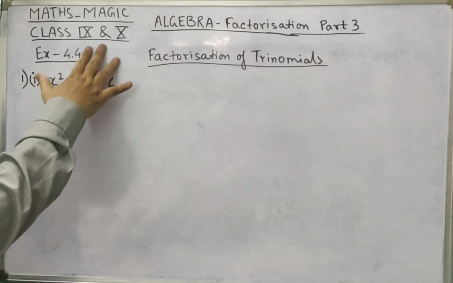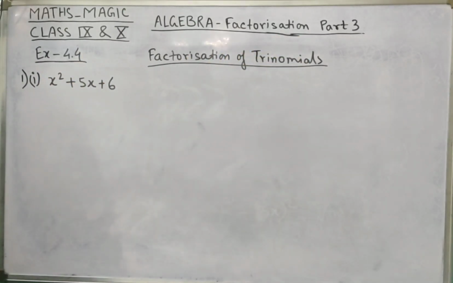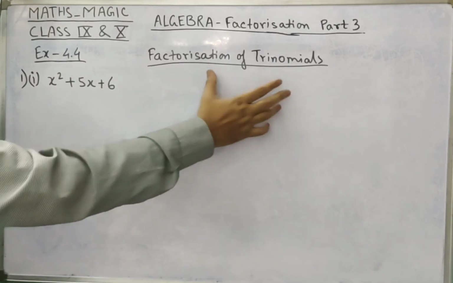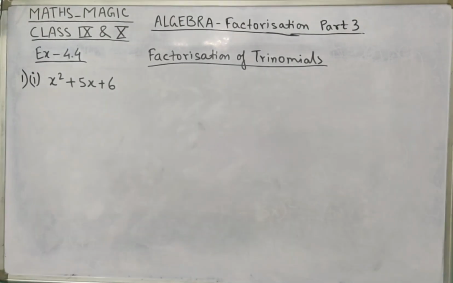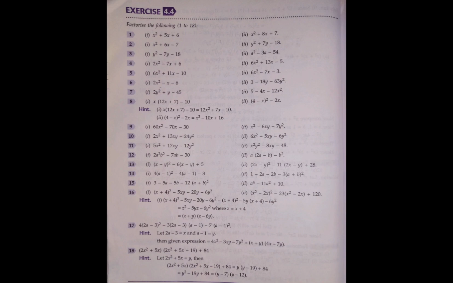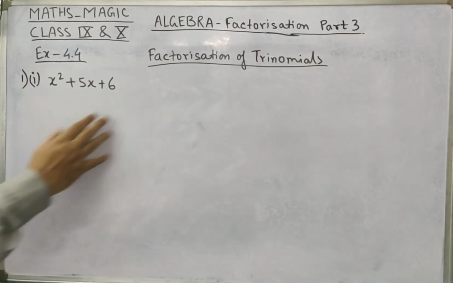This is again we are going to do for class 9 and 10, factorization part 3. So this time we are going to do factorization of trinomials. So let us move on to exercise 4.4. This is sum number 1 part 1. So how do we do this?